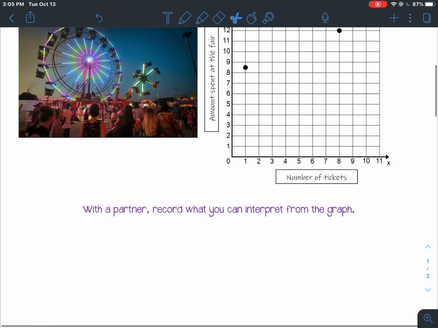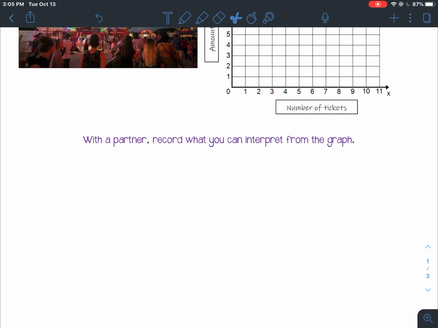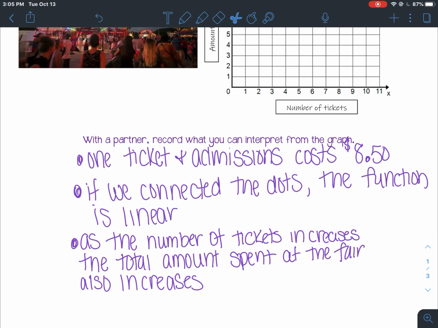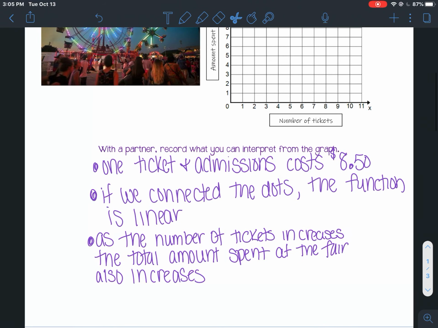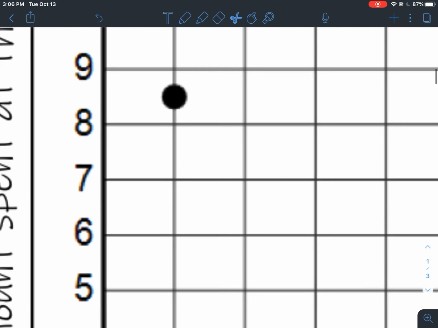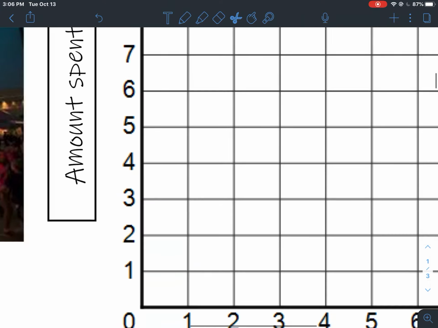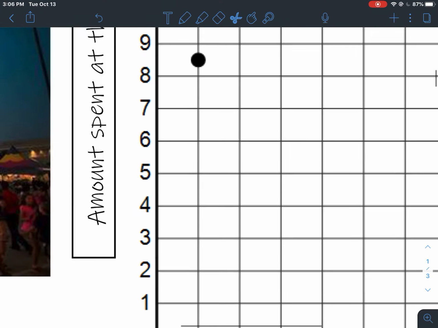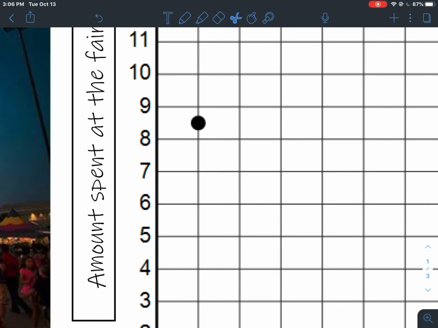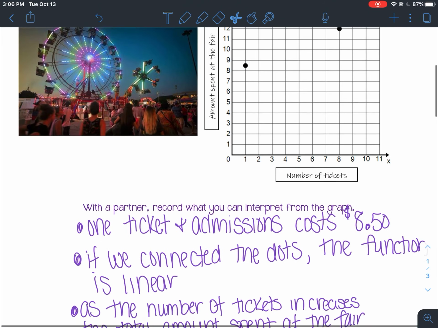So I did 3 things that I felt were pretty obvious, and that the majority of you should be able to tell me just from looking at this graph. So I said 1 ticket and the admissions cost is $8.50. So that was this first dot here. They bought 1 ticket for a total of $8.50. Now that does not mean that the ticket was $8.50 itself. It meant that the admissions, so just walking through the main gate, plus 1 ticket was $8.50.